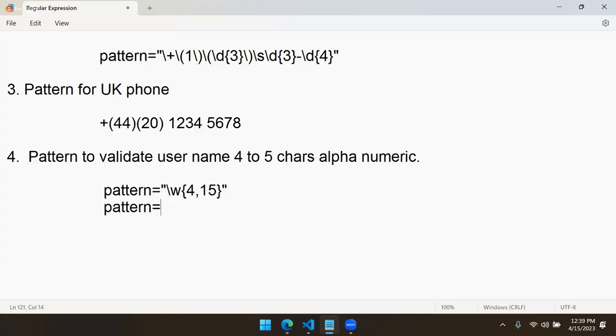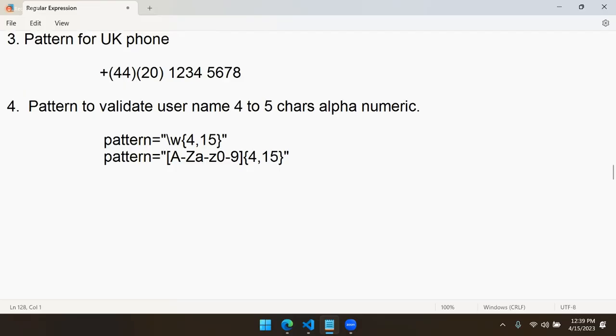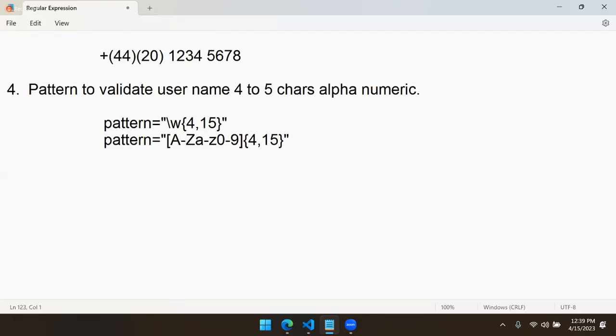Suppose I don't want underscore, then the pattern is written like this: A-Z uppercase alphabets, a-z lowercase alphabets, 0-9 numbers, all together, and the range is 4 to 15. That's how we write the pattern. That means it is 4 to 15 of anything among lowercase alphabets, uppercase alphabets, and numbers.